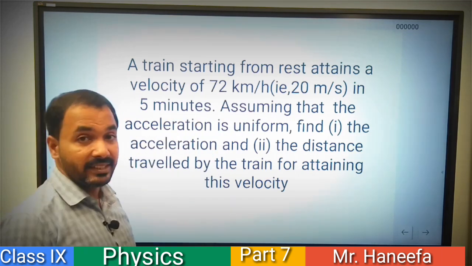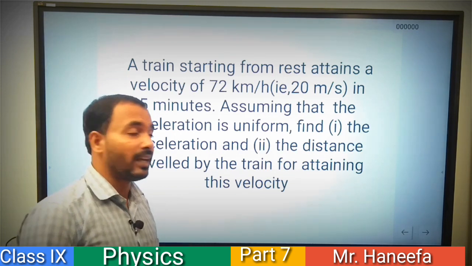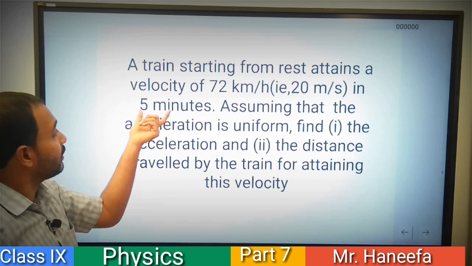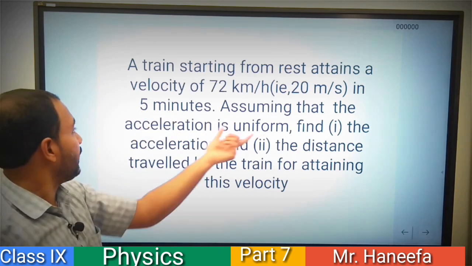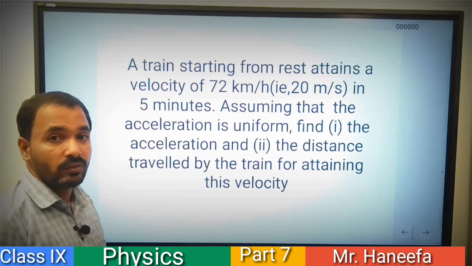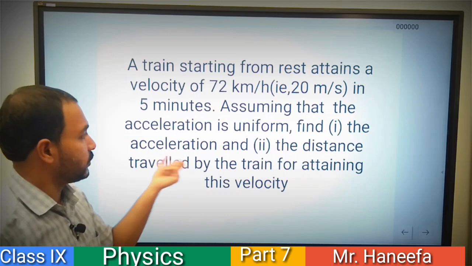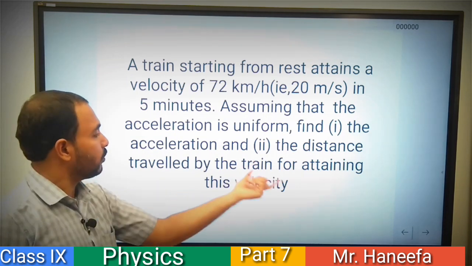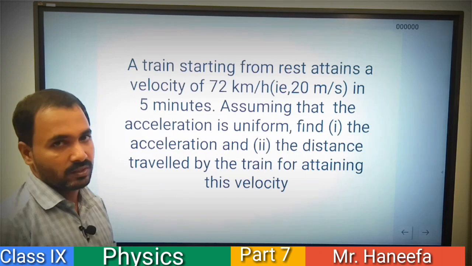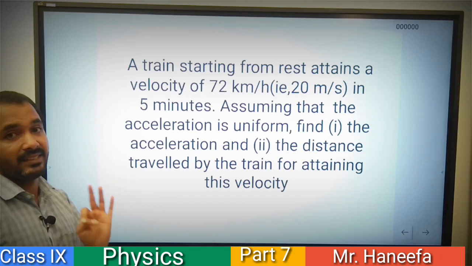In 5 minutes, okay, what is the unit of time? The standard unit of time is second. So we have to convert 5 minutes to seconds. Assuming that the acceleration is uniform, find number one, the acceleration. Second, the distance travelled by the train for attaining this velocity. So we have to find acceleration and distance.